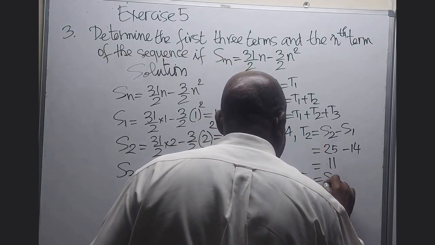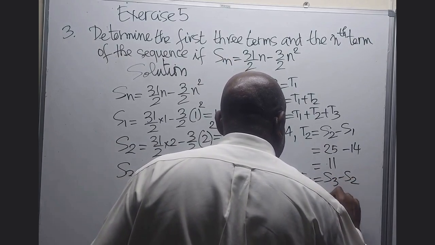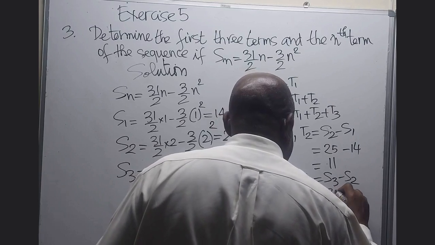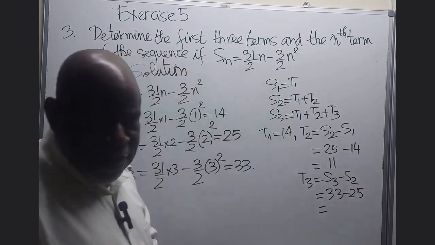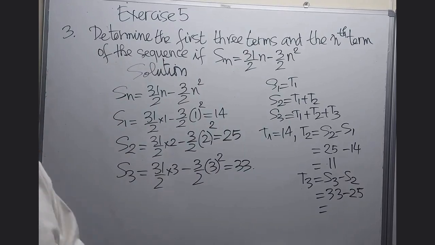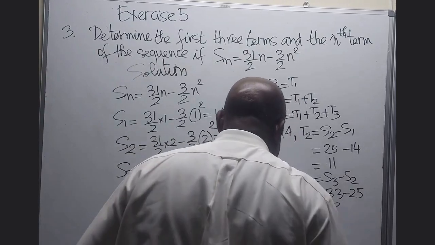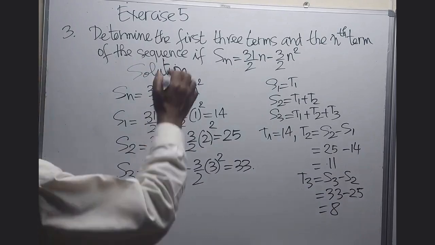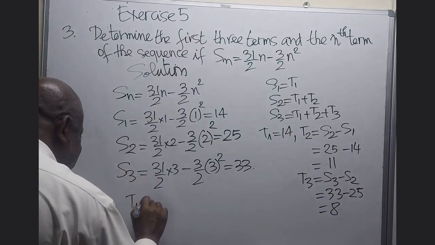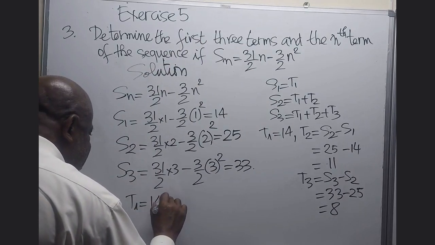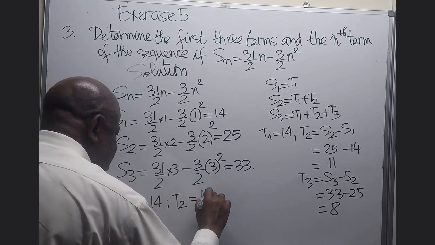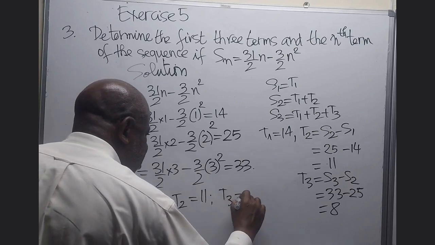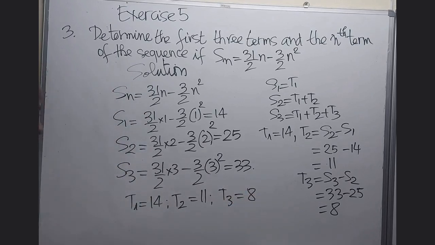T3 will be equal to S3 minus S2. So we will have 33 minus 25, and we're getting 8. As you can see here, the first three terms: T1 will be equal to 14, T2 is 11, and T3 will be 8. These are the first three terms.